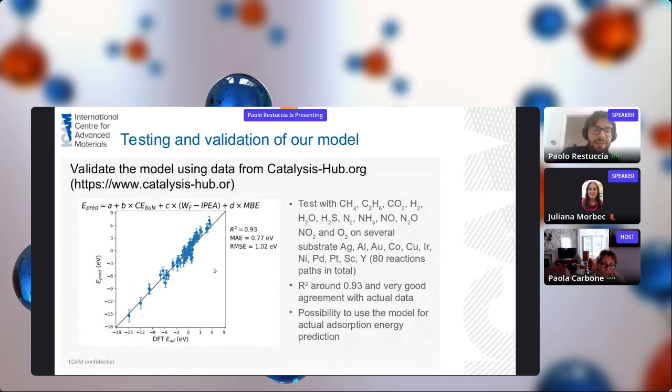As you can see from this validation test, we have a very good correlation coefficient, again 0.93, so again very high. And the mean absolute error is not so large. Just to give you an idea, we range the adsorption energy between minus 15 eV to plus 6 eV. So having an absolute error of around 0.7 eV is quite reasonable with these very large values for the adsorption energy that we have found in these specific systems.